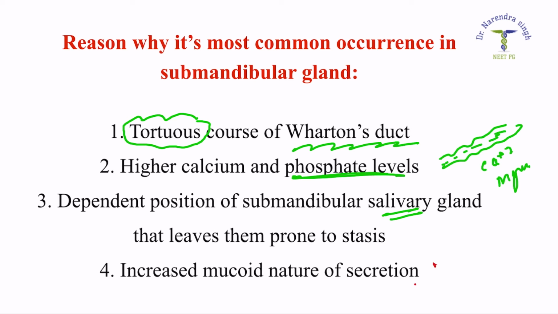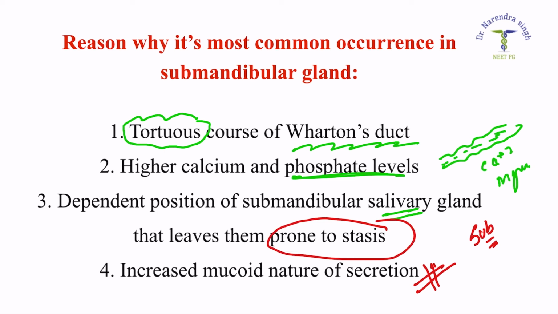So all these 4 features present in the submandibular salivary gland make it more prone to sialolithiasis. What are those 4 causes? One is the tortuous course of Wharton's duct. Second, higher calcium and phosphate levels. Third is the dependent position of the submandibular salivary gland leading to stasis. And fourth is the increased mucoid nature of the secretion. Now we are left with 2 questions.